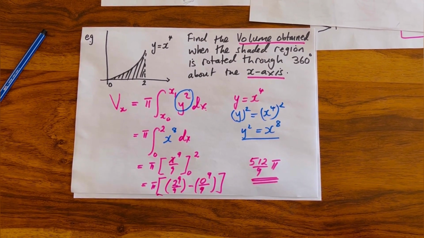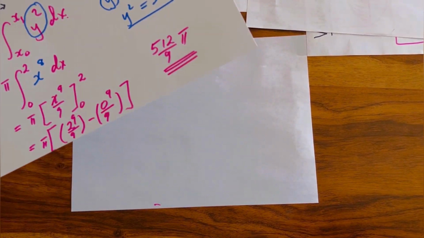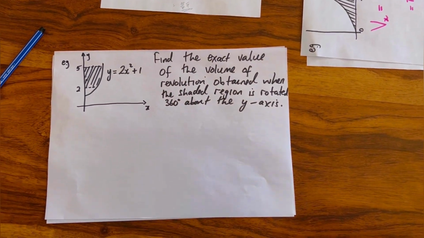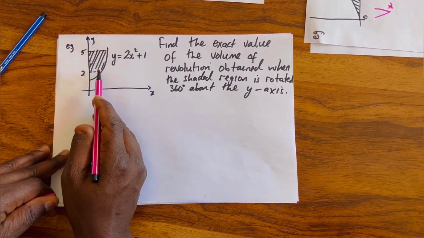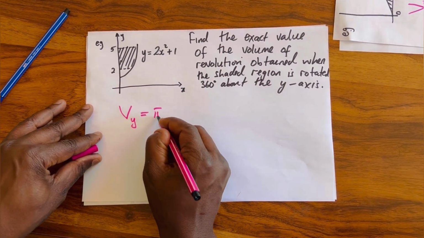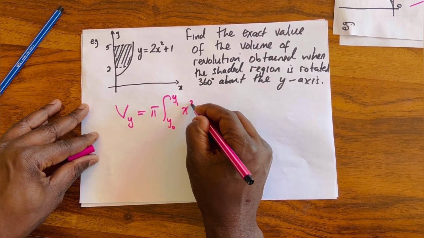Right. Our last example is, let's see what happens if you rotate about the y-axis. So there is our example here. You want to rotate this here about the y-axis, so our shape goes this side. Our formula Vy is pi, limits for y, as usual, x squared dy.